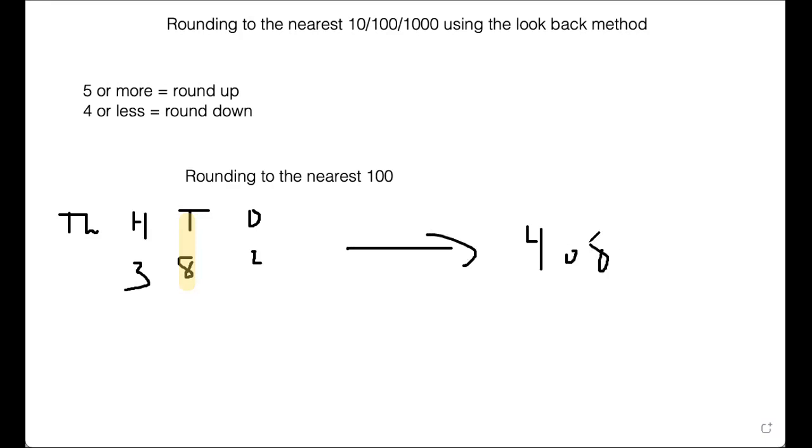400. Why 400? Because looking at all three, we start in our hundreds. Look at the number before it. 5 or more, it'll round up. 4 or less, it will round down. So this rounded up. Show you that with one last example.